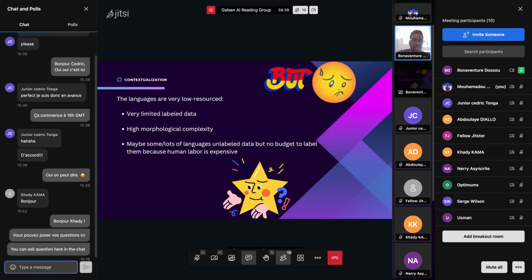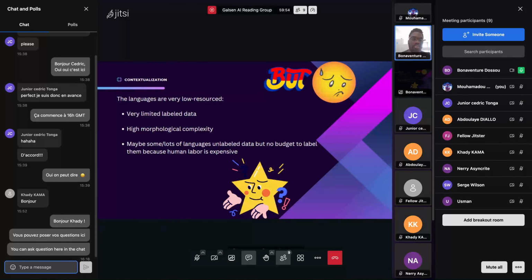But then there is a problem because those languages are low resourced. They have very limited label data, and we know that in the deep learning field, very big breakthroughs, for instance in English, have been achieved by increasing the size of the data set, like more data, and also scaling the network's size. So in this situation, you have very limited label data. And the languages are highly morphological and complex.